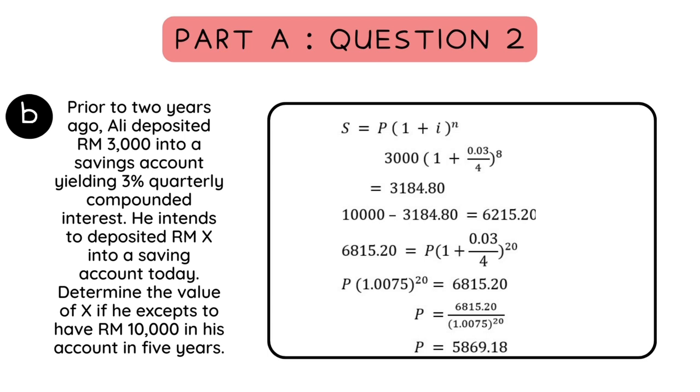Next, question 2. Two years ago, Ali deposited 300 into a savings account yielding 3% quarterly compounded interest. He intends to deposit RM X into a savings account today. Determine the value of X if he expects to have 10,000 in his account in 5 years.